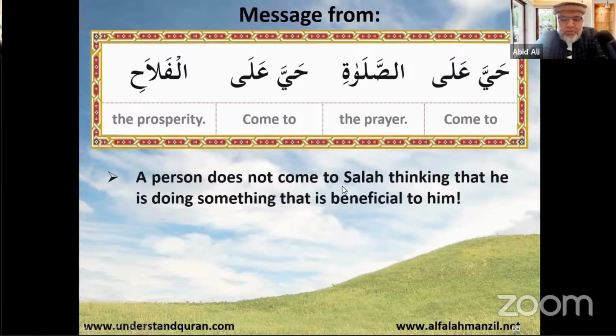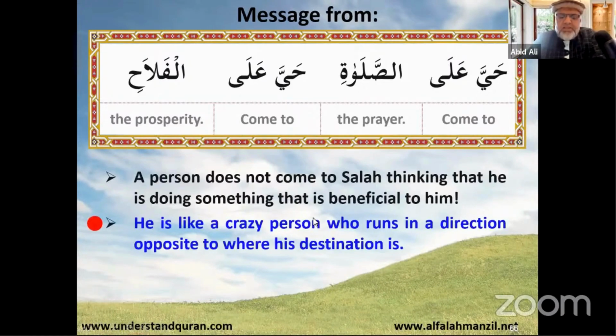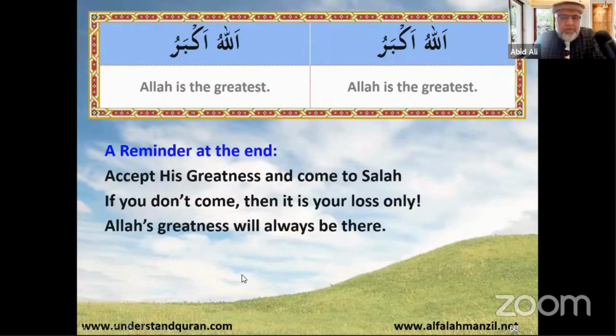I'm sure you are all familiar with that surah, but inshallah we will try to revive the importance of salah in our minds. A person who does not come to salah thinking that he is doing something beneficial for himself is not very wise. It is as if he is running in the opposite direction when Allah subhanahu wa ta'ala is calling him towards salah and saying, come to salah, there is success for you in salah. If a person is not regular in their salah and always thinks their other jobs or other things in life are more important than salah, then they are basically harming themselves and nobody else.